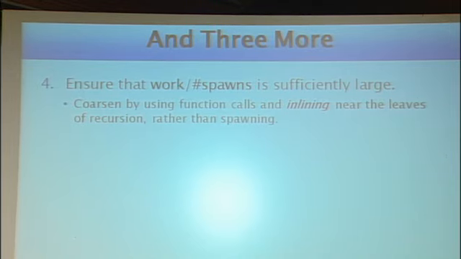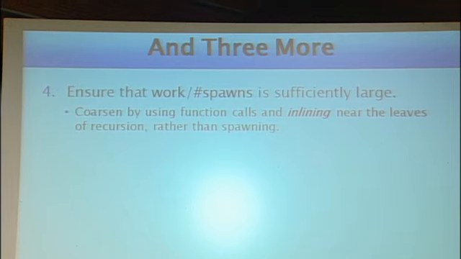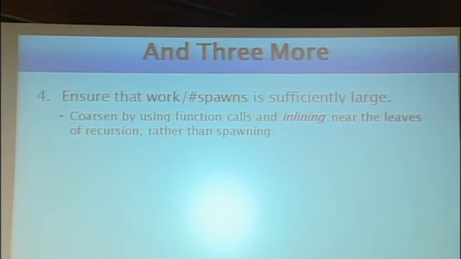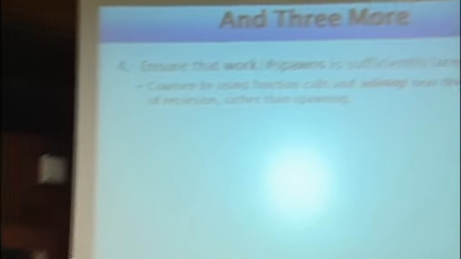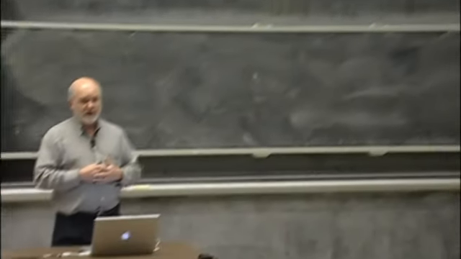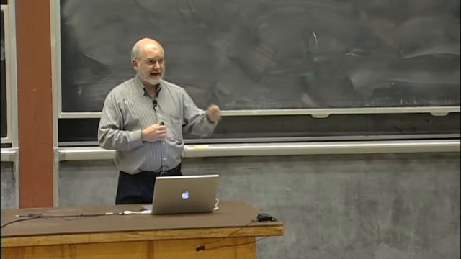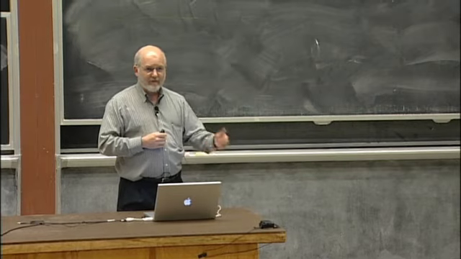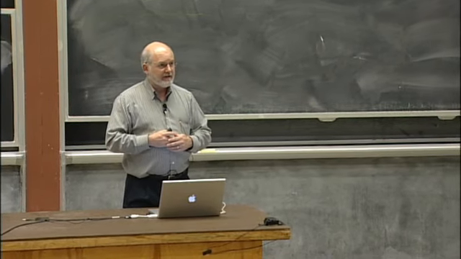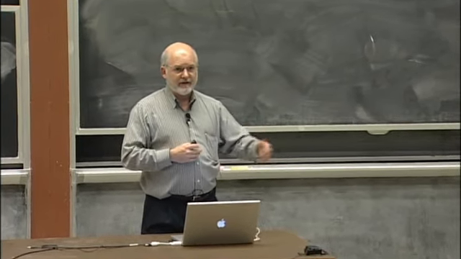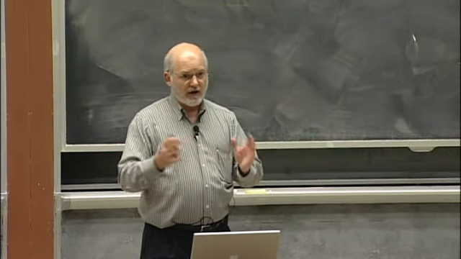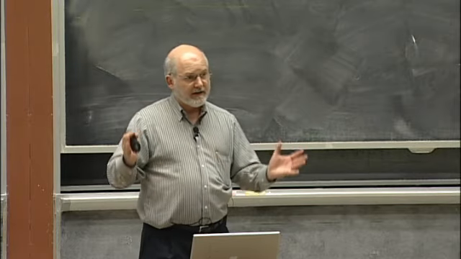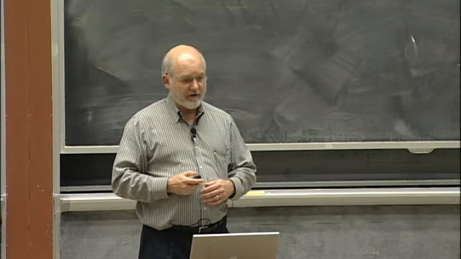You want to have a lot of work compared to the total number of spawns that you're doing in your program. Okay? So spawns, by the way, on this system are about 3 or 4 times the cost of a function call. So they're sort of the same order of magnitude as a function call, a little bit heavier. So you can spawn pretty readily, as long as the total number of spawns you're doing isn't dominating your work.